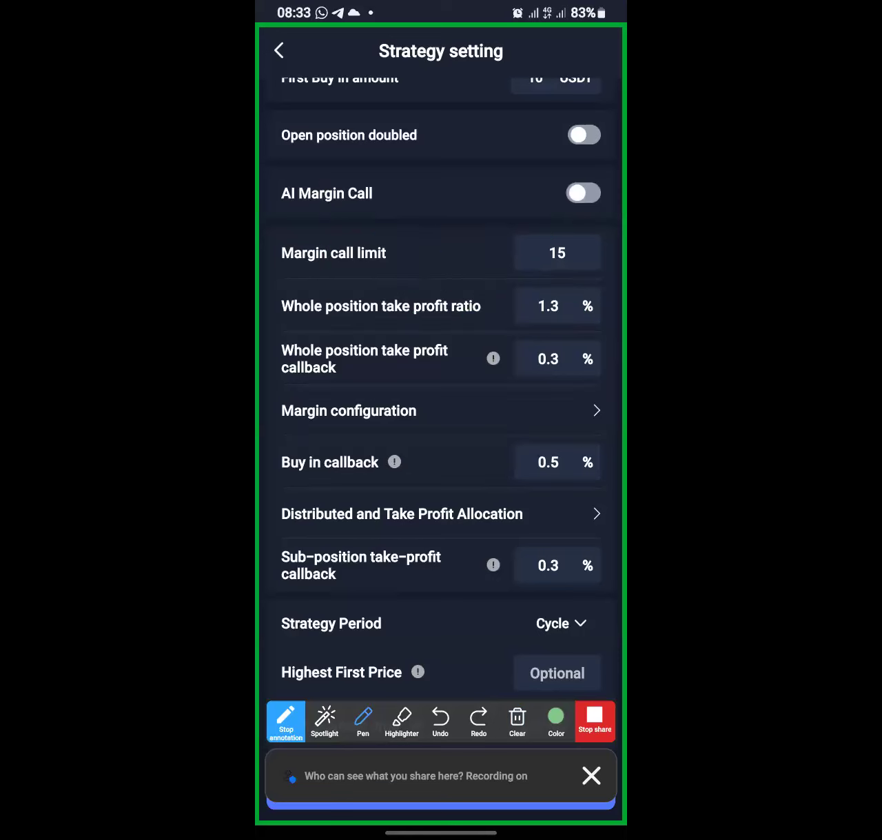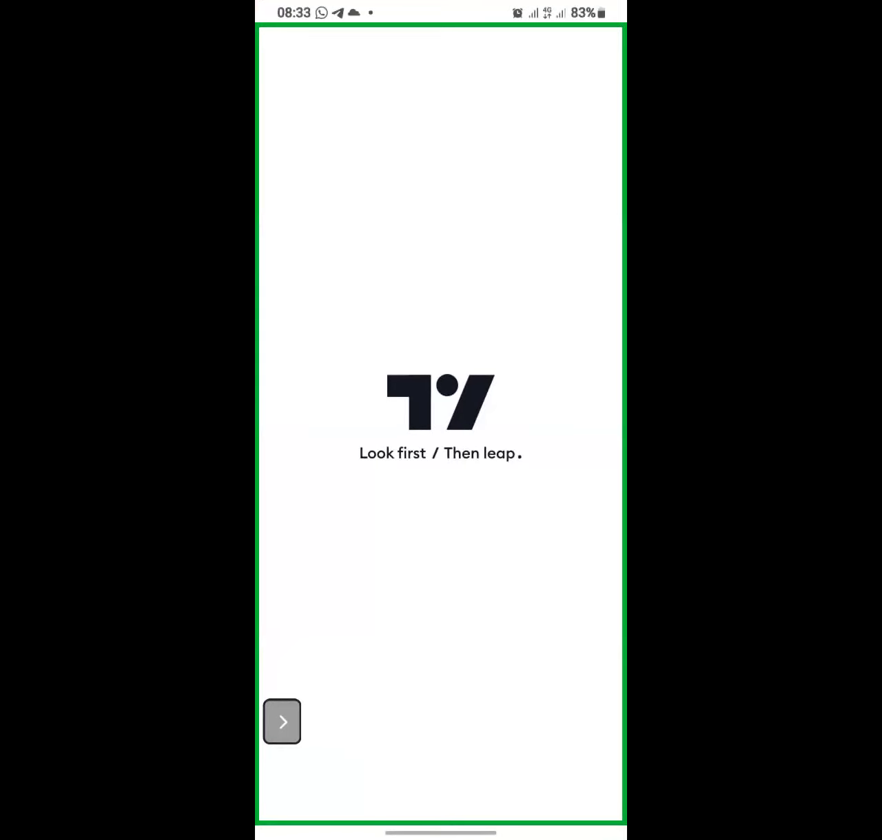So if you leave on buying callback, this means it is going to sell at 1.3 plus 0.3, then minus 0.5. I don't know whether I'm making myself clear. I think let me make it more clear on the trading view. That's when you'll understand what I mean.